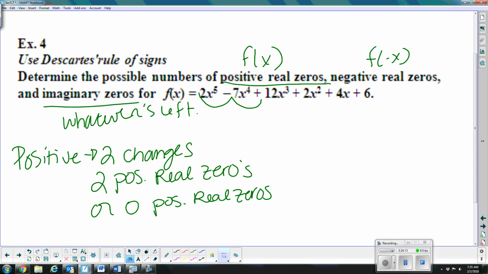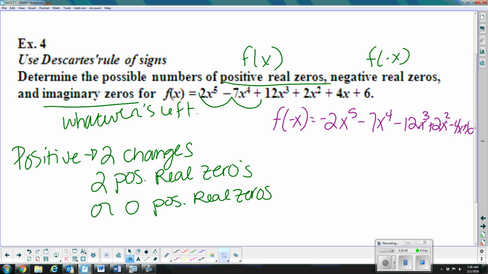Now let's look at f of negative x. If this x to the 5th power was a negative x, you would have negative 2x to the 5th. So your odd degree coefficients are going to change, but your even ones are going to stay the same. So that would be minus 12x cubed plus 2x squared minus 4x plus 6.